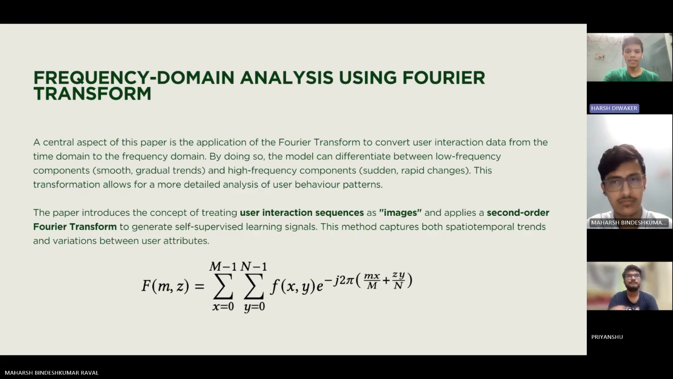The Fourier transform plays a critical role in CFIT for SREC. It takes user interaction sequences from the time domain and transforms them into the frequency domain. In this new representation, low frequency components represent gradual trends in user interest, while high frequency components capture sudden shifts or spikes in preferences. By using this transformation, the model can analyze user behavior more effectively, overcoming the limitations of traditional time domain approaches. Moving to the next slide.